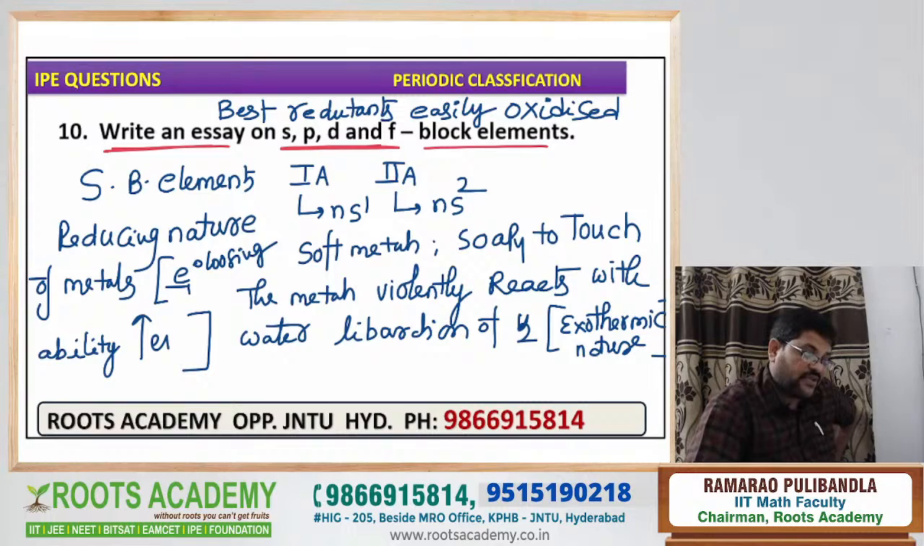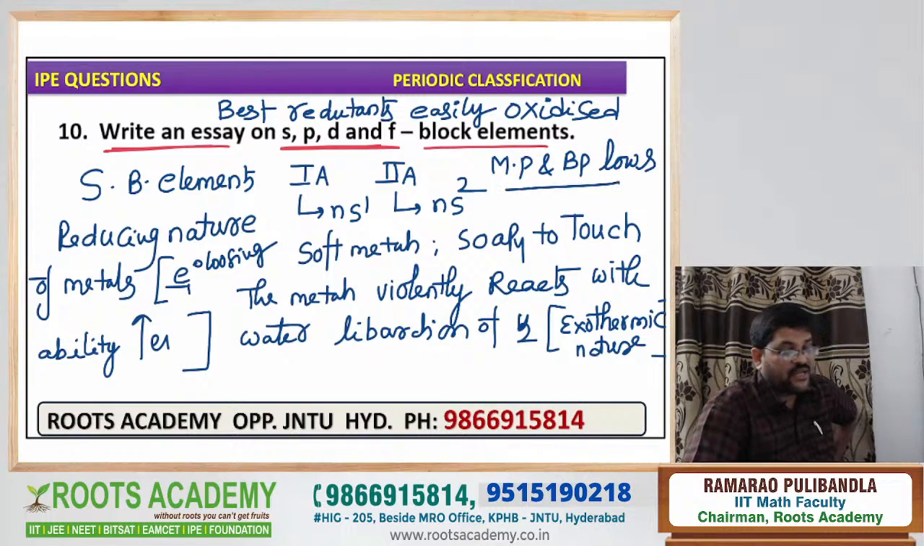Because of the softness, the melting points and boiling points are low. Why are the melting and boiling points low? Because of the softness. So the properties of S block elements are over. The S block elements have no non-metals and no metalloids, only metals are there.